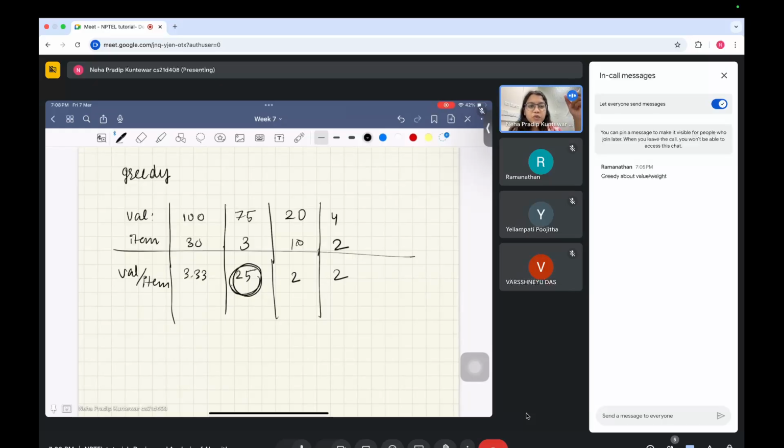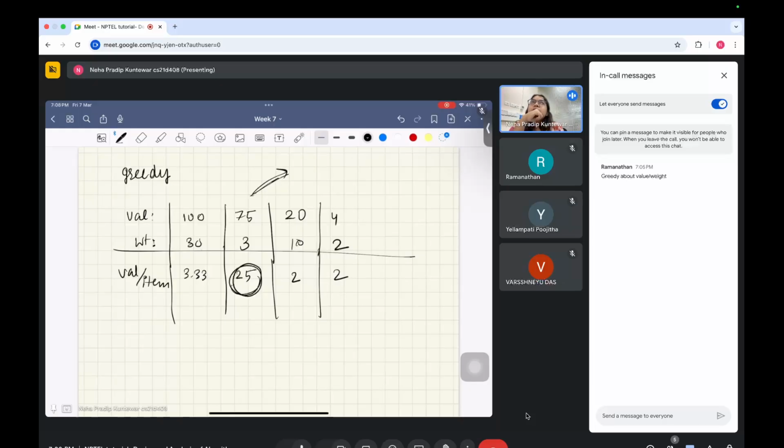Okay, so what he's suggesting is that you find the value over weight of this. So that means what is the item for which I can get maximum value by paying as small a weight or as small a cost as possible. So in this case, that is 25. So then what he's saying is you just keep taking these 25 of these, and then you'll end up getting the maximum.